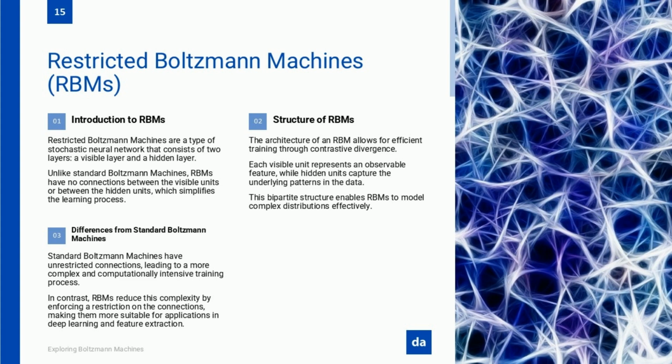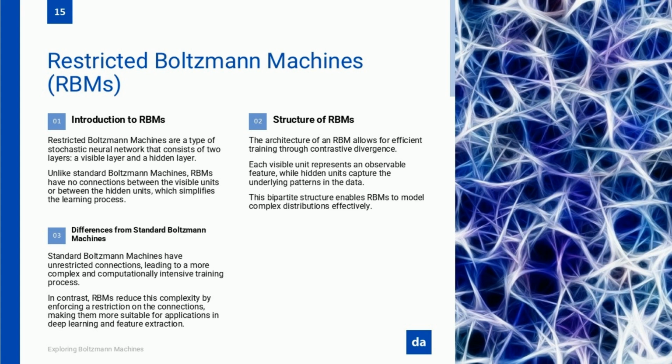Despite their success, RBMs are not without limitations. One of the biggest challenges is that they still rely on stochastic sampling, which, while more efficient than full Boltzmann machines, can still be computationally demanding compared to newer deep learning models. Over time, RBMs were largely replaced by autoencoders and deep neural networks, which offered better scalability and performance on large datasets. However, their impact on deep learning remains significant, and they are still used in specialized applications such as collaborative filtering, anomaly detection, and generative modeling.